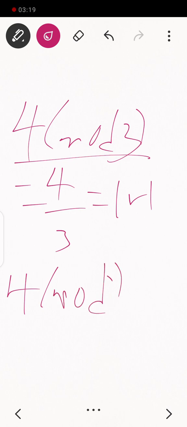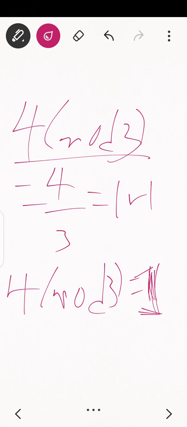So in modulus, we deal with the remainder. So 4 in mod 3 is equal to 1, because that is the remainder. So what you write in modulus is the remainder. No matter the modulus they want you to solve, you should be able to get your answer.